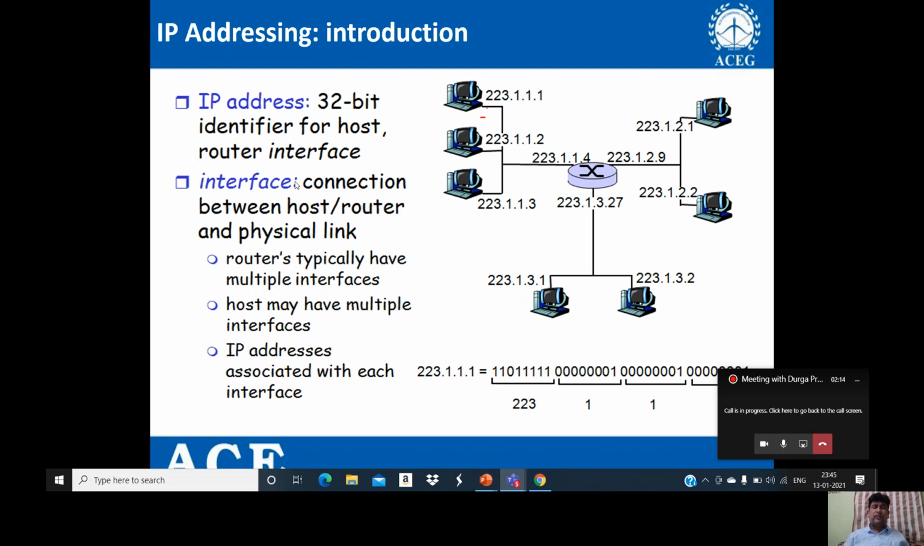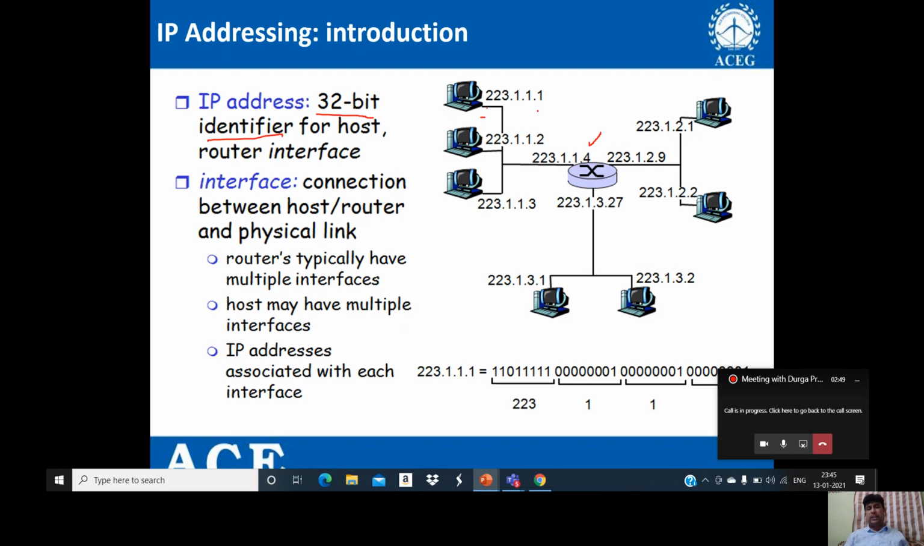Here, as I mentioned, in version 4, the length of an IP address is 32 bits. So all the devices which are connected to the network are given a 32-bit IP address, the hosts as well as the routers which connect the different hosts. As you can see in this figure, the different devices are connected to the network using certain connecting elements like routers.